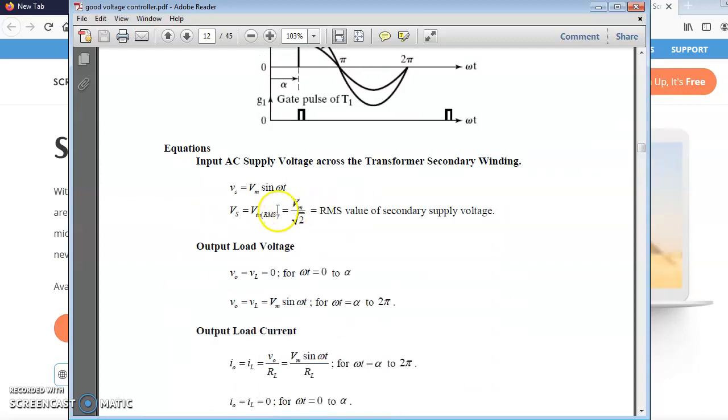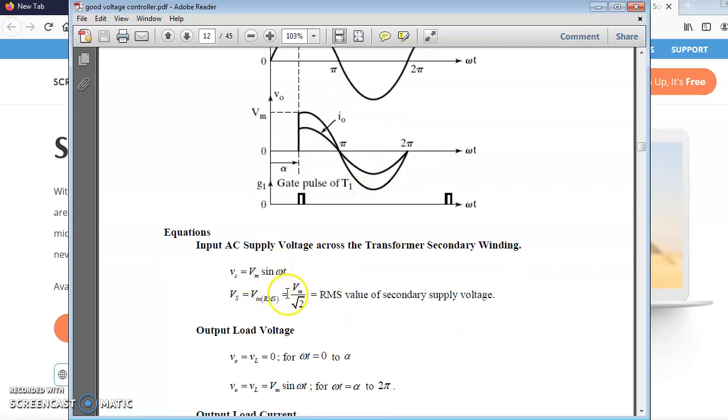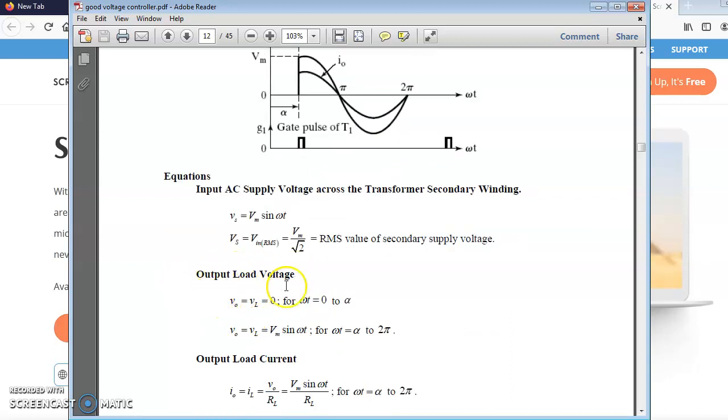Then we talk about the various equations. This is the input, Vs is equal to Vm sin omega t. What will be the RMS value that we are having? That is Vm by under root 2, because your input is sinusoidal. So this is the RMS value of any sinusoidal load.